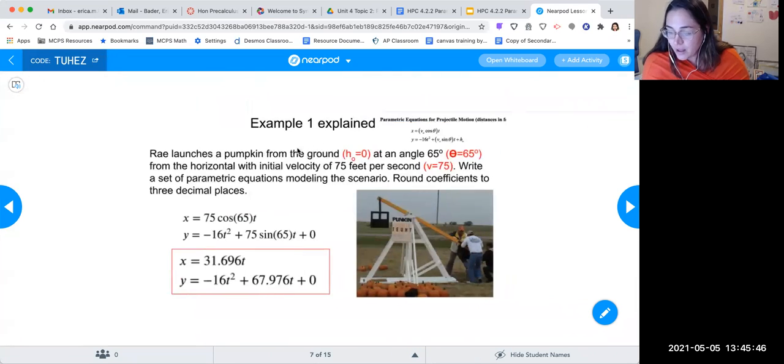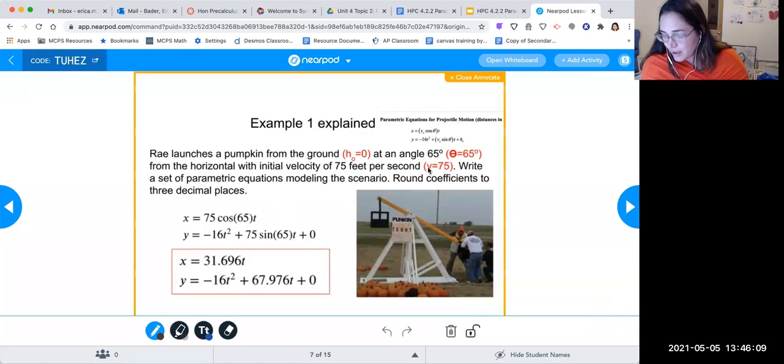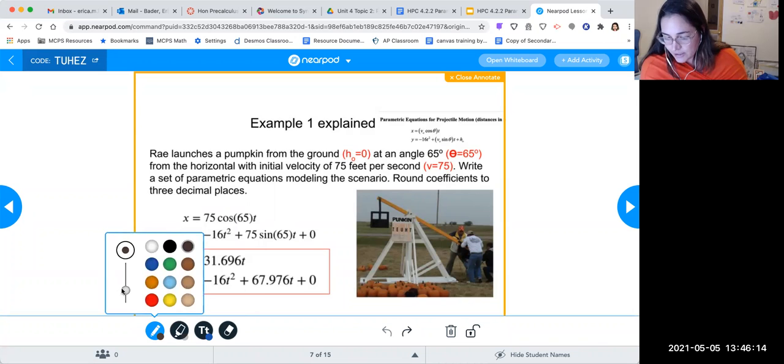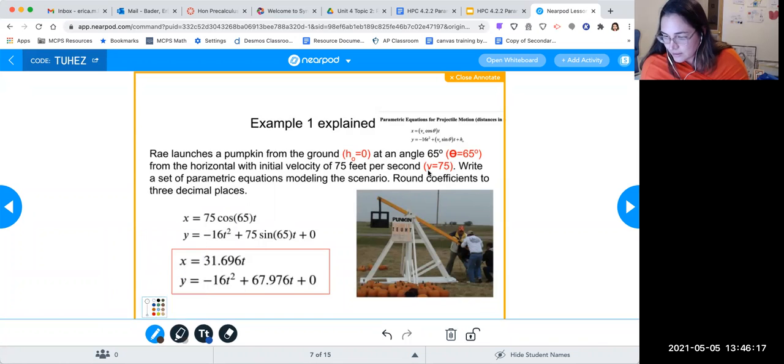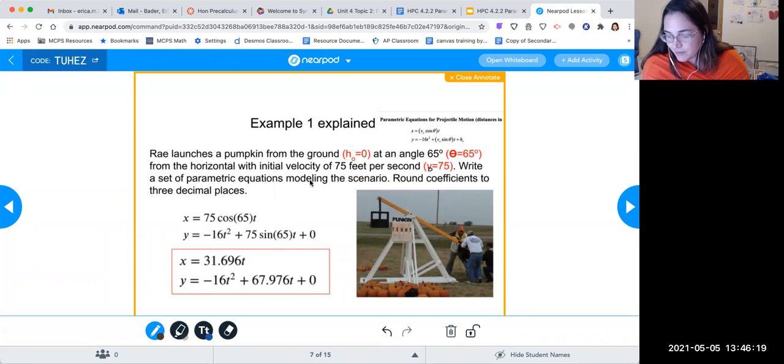All right, so from the ground means my initial height is 0. So the first good step would be to go through your problem and match up your information to the parameters. So it's telling me from the ground, so h sub 0, initial height is 0. Angle of launch is 65 degrees from the horizontal, initial velocity is 75 feet per second. So that should be V sub 0, that's the idea. So V sub 0 is 75. So write a set of parametric equations modeling the scenario, round coefficients to 3 decimal places.